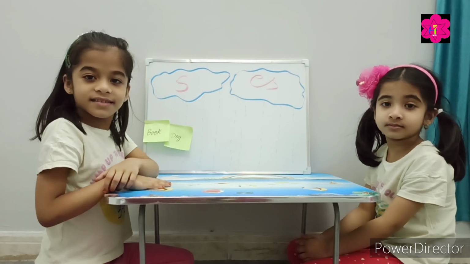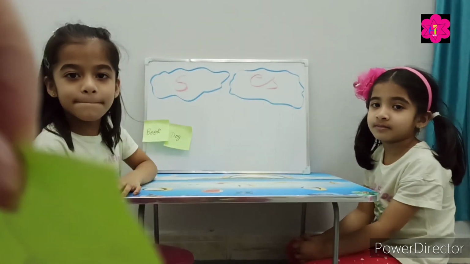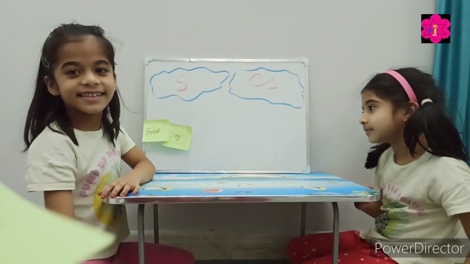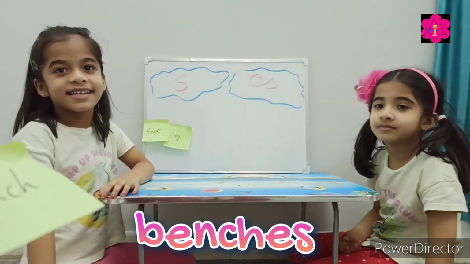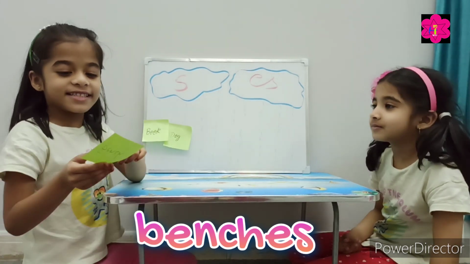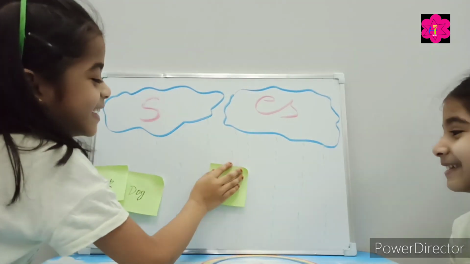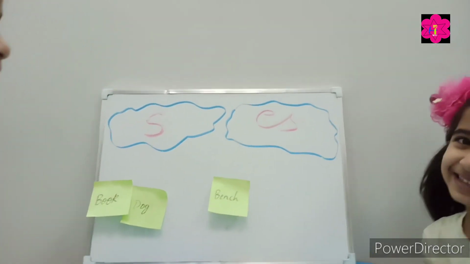Can you read your word? Bench. Yes, bench. And what do we put? S or ES? ES. Why? Because there's CH. Very good. Clap. Good job. Clap yourself, guys.